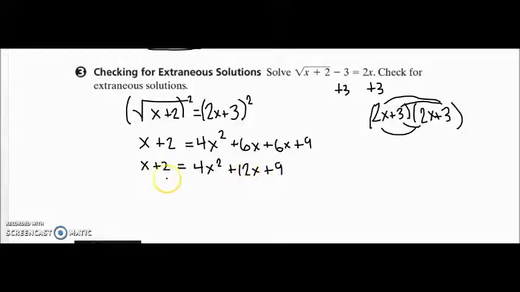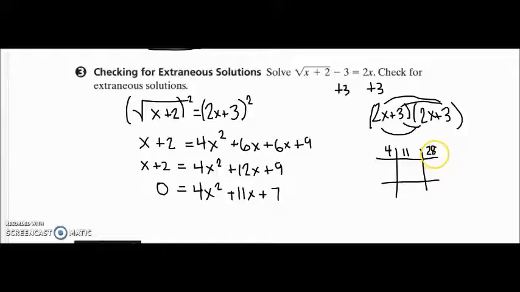So now we have a quadratic on this side and a linear on this side. So we're going to just put everything on one side so that we can solve this quadratic. So we'll subtract x from both sides and subtract 2. On this side, we'll get 0. And on the right side, we subtract x, we get 11x. Oh, that's a positive. And we subtract 2, we get plus 7. So now this is a quadratic. Let's try to use tic-tac-toe to see if we can solve it.